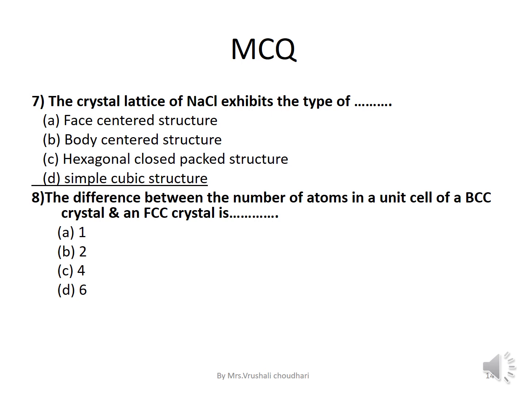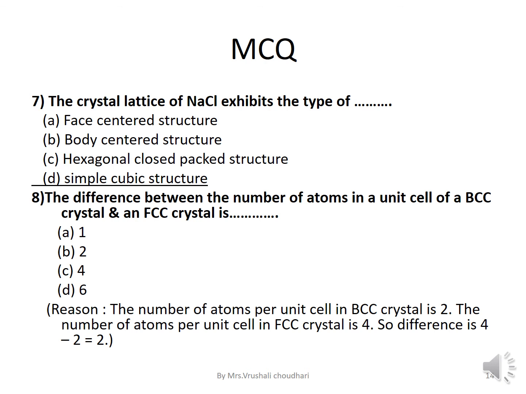The difference between the number of atoms in a unit cell of BCC crystal and FCC crystal is explained with a small note. The number of atoms per unit cell in a BCC crystal, that is a body centered crystal, is 2: 1 at the center point, 8 at the corners. The number of atoms per unit cell in a face centered cubic crystal is 4. So the difference is 4 minus 2. Answer is 2.